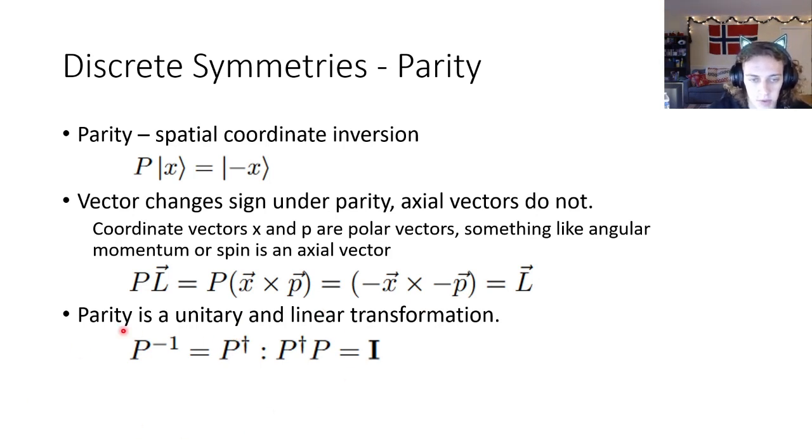And then important properties here: it's unitary and linear. Unitary means that its inverse is the same as its Hermitian conjugate, meaning that P dagger P is equal to I.